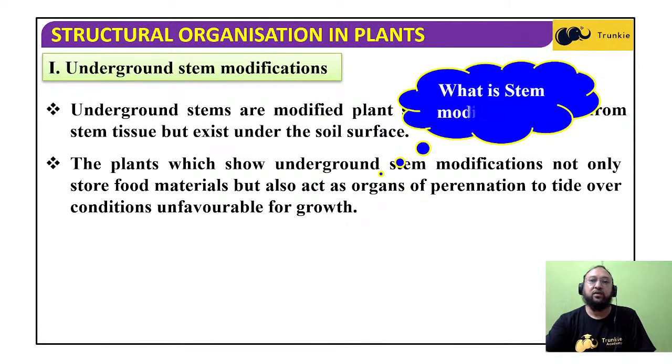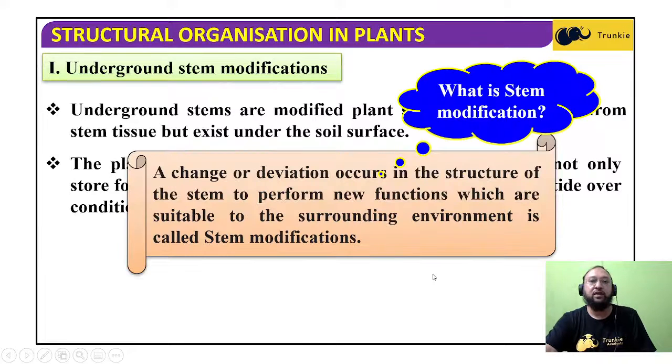The plants which show underground stem modification not only store food material but also act as organs of perennation to tide over conditions unfavorable for growth. When there are unfavorable conditions, these modified stems store food and supply it when the plant requires it. A change or deviation occurs in the structure of the stem to perform a new function which is suitable; I have already discussed this.